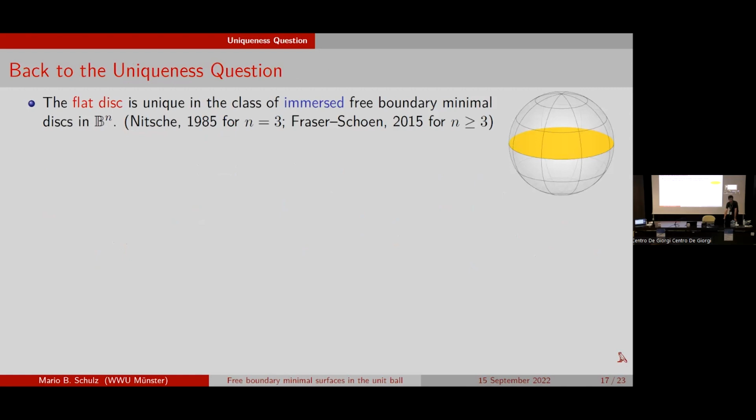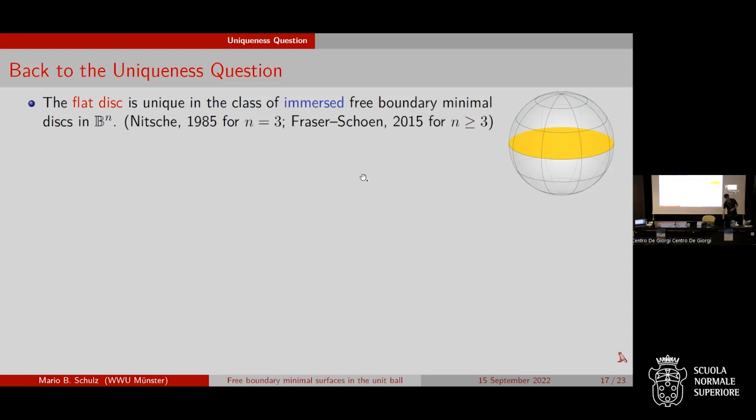So we've seen many examples of free boundary minimal surfaces. Are they unique in some sense? Let's start with the flat disk. The flat disk is even unique in the class of immersed free boundary minimal disks in the n-dimensional unit ball. So given any immersed free boundary minimal disk in the unit ball of any dimension, it's going to be the flat disk. Originally, this is work of Nitsche for the three-dimensional case, and later it was generalized to any codimension by Fraser and Schoen. So here we have super strong uniqueness properties.